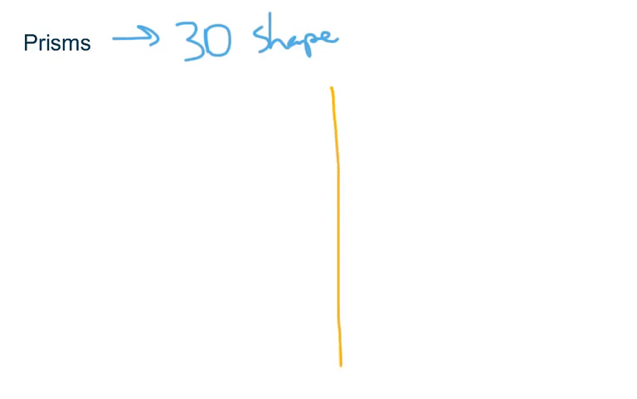So let's talk about prisms. Prisms are essentially just a fancy phrase for a 3D shape. What that means is we have three dimensions all together. Our line in the sand is that we're going to focus on triangular prisms and then rectangular prisms. Now, let's start off with the rectangular prism.